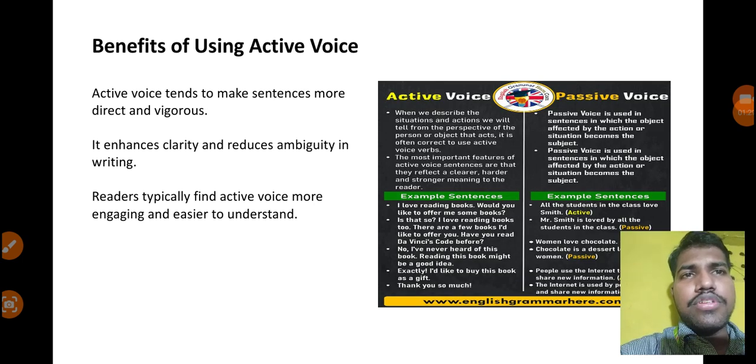Benefits of using active voice. Active voice tends to make sentences more direct and vigorous. It enhances clarity and reduces ambiguity in writing. Readers typically find active voice more engaging and easier to understand.